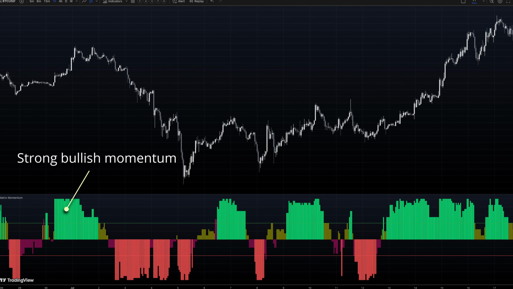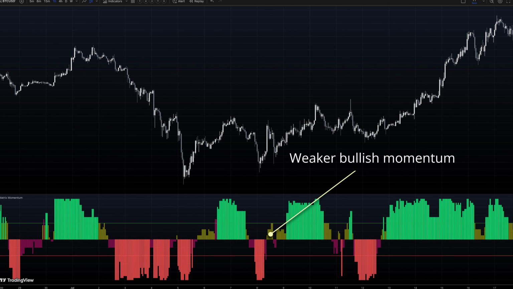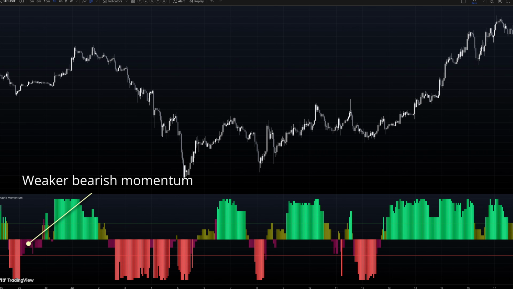Green bars indicate strong bullish momentum, suggesting the trend is likely to continue. Olive bars reflect a weaker upward movement, signaling a less confident but still positive trend. On the bearish side, maroon bars represent mild downward pressure, while deep red bars signal strong bearish sentiment.